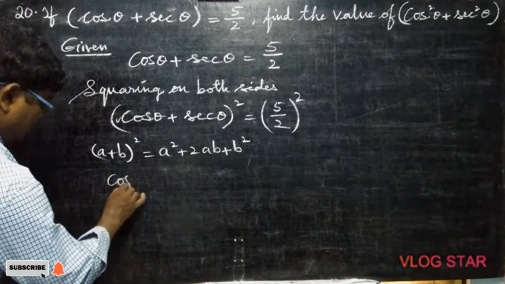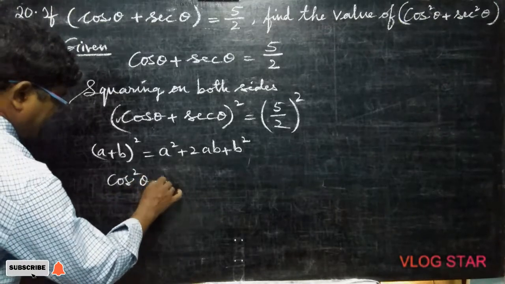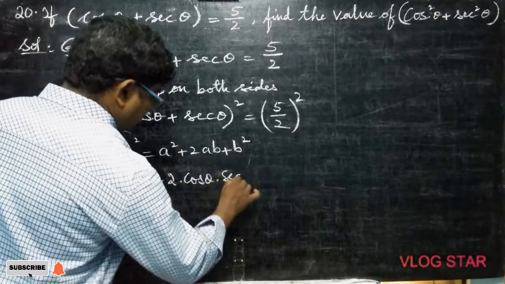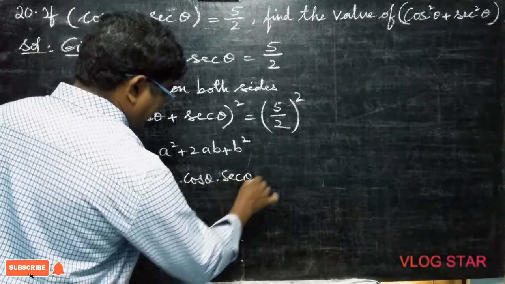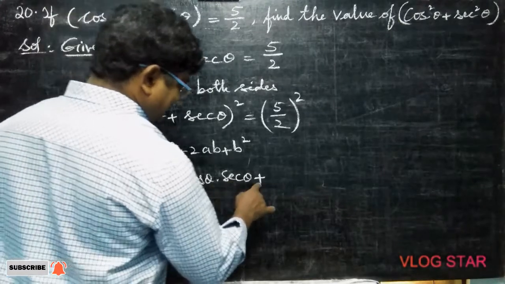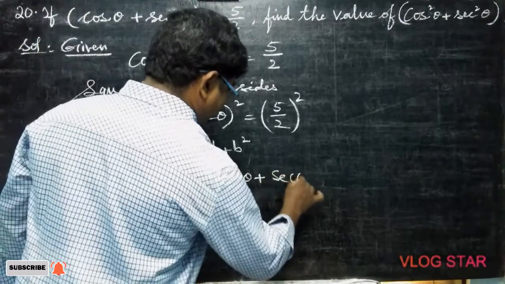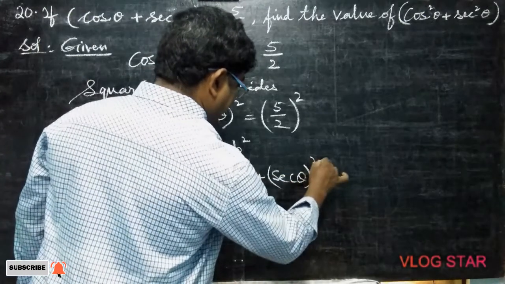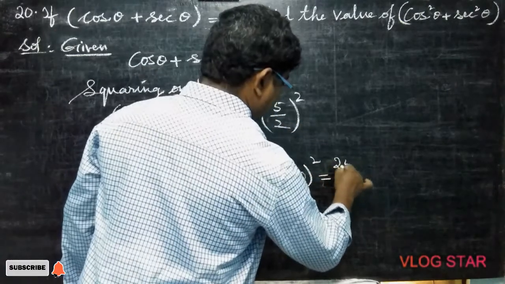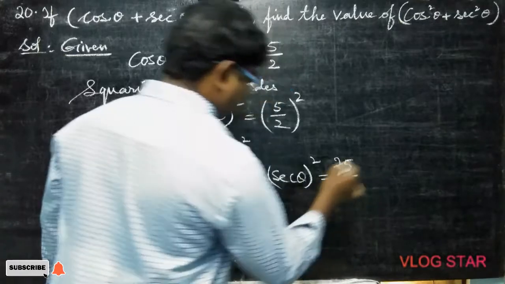So cos square theta plus 2 into cos theta into secant theta plus secant theta whole square is equal to 5 5s are 25, 2 2s are 4.